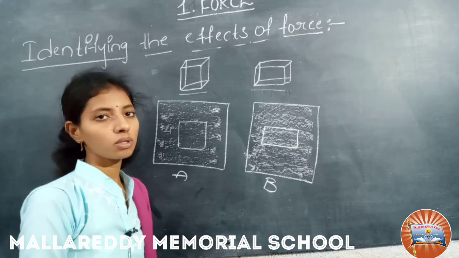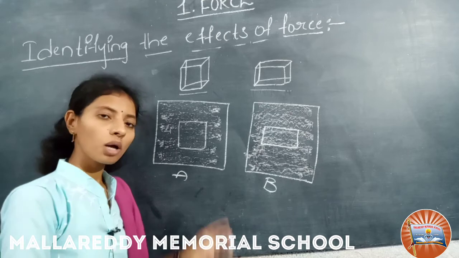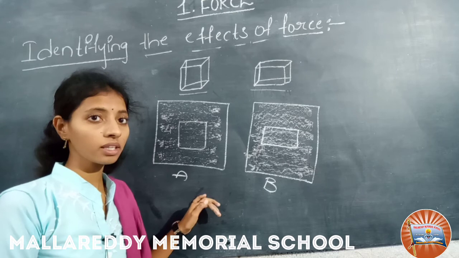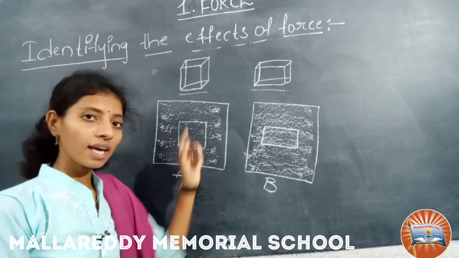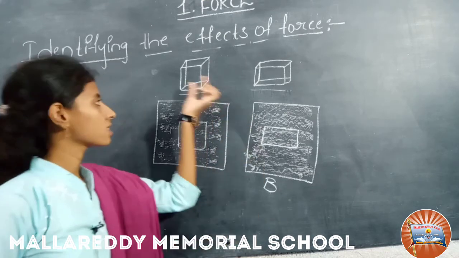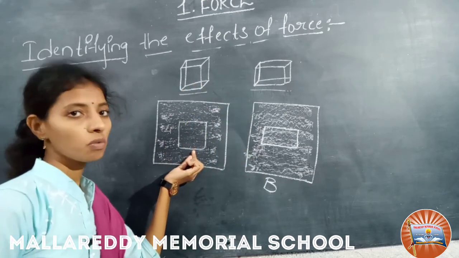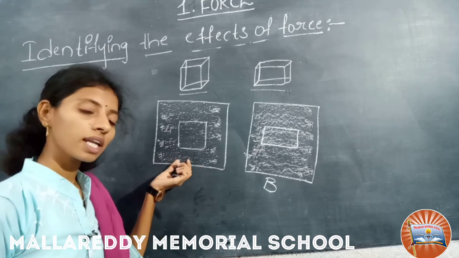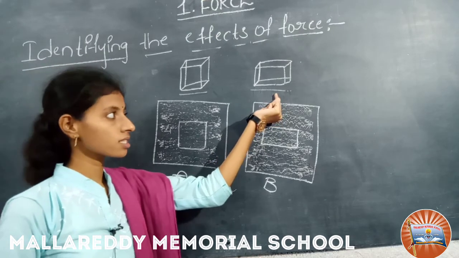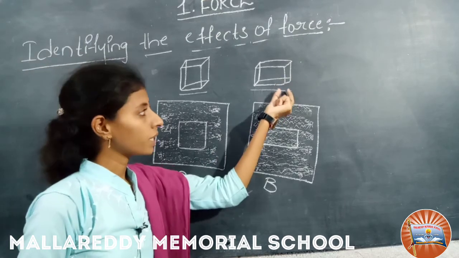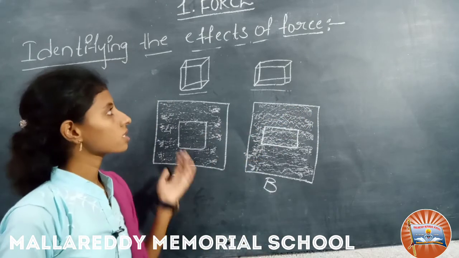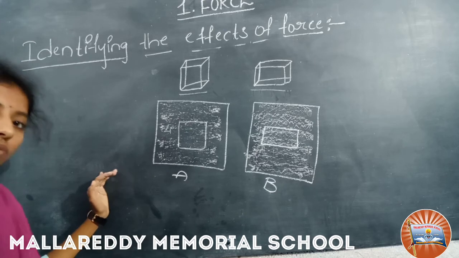So this is also pressure. How the pressure is applied depends upon the direction of contact between the surface areas. Here the surface area is smaller and the pressure exerted on the brick is more. Here the surface area is larger and the pressure exerted on the brick is small. These are the effects of force.